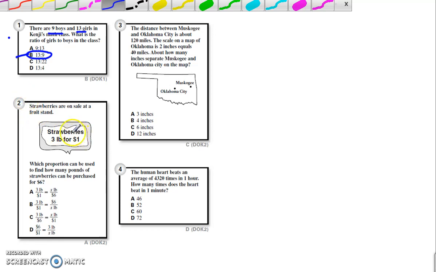Okay, number 2, we want to set up a proportion. We know that 3 pounds are $1. How many can we buy for $6? Well, you keep these two together and make sure the dollars are on the same side of the fraction. So pounds are together here on top and dollars on bottom. That's good. And then the 3 pounds and the $1 are together. So it's going to be A. Notice here we have pounds on top and dollars on top. That wouldn't work. Here we have pounds on top and dollars on bottom, but the 3 is paired with the 6, and so that doesn't work.